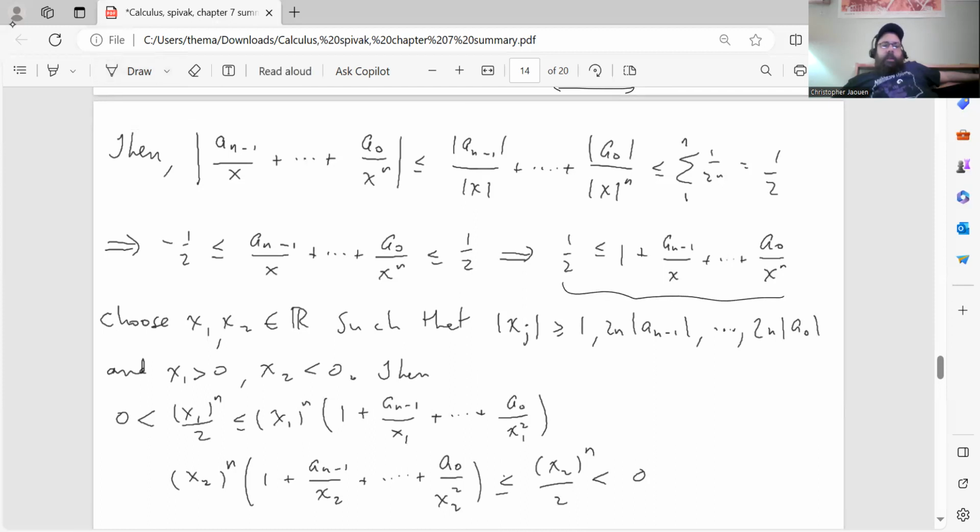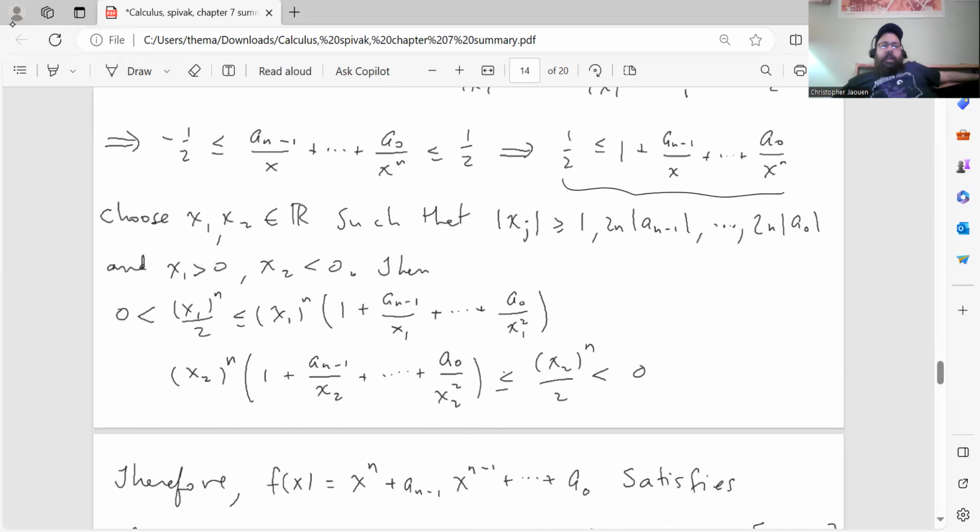if we multiply through by x1 to the n over 2, this number is positive because x1 was positive, right? We picked this to be positive, and also x1 is greater than these numbers here in magnitude. So, just multiply x1 to the n times both sides of this inequality here. You get this, which shows that this number here is positive. And then if you do the same thing for x2, which here we chose to be negative, but with magnitude bigger than these numbers.